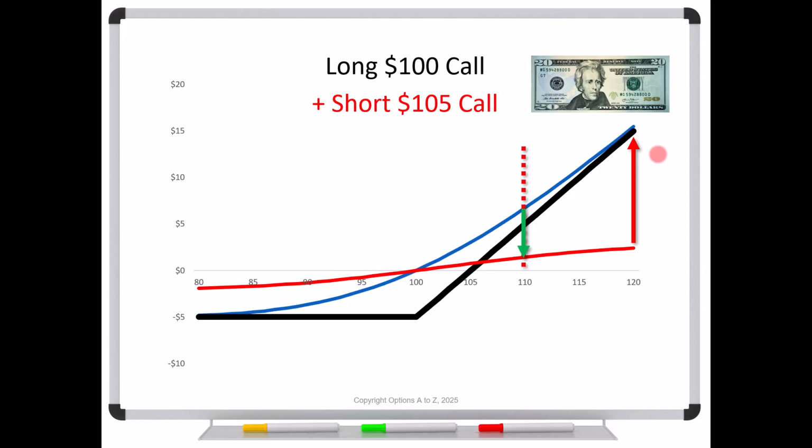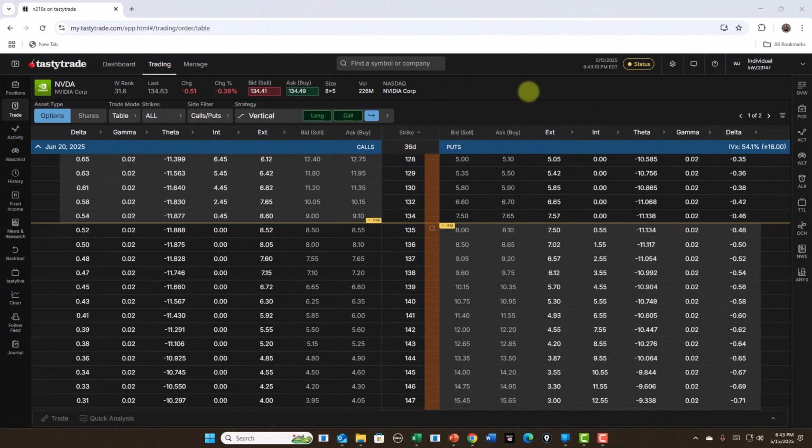So to make the point, rather than just looking at some graphs from a pricing model, let's go over to a trading platform and see if this is really the way that it works. All right, so now we're into a little different looking platform.